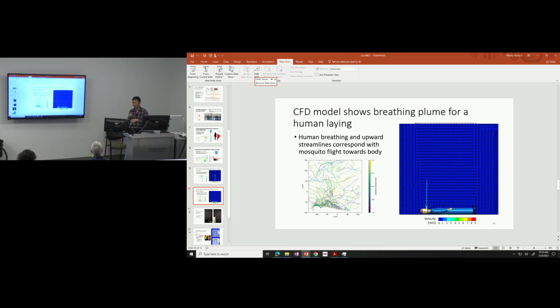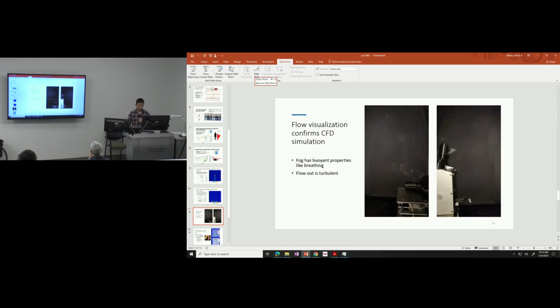Before we looked at the thermal convection of the VOC odors, I also created two quick fog videos to just confirm that the flow of the human odors creates this triangular cone-shaped plume, which it does. Yeah, so that's a standing person.